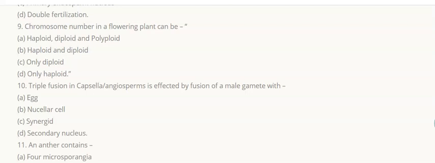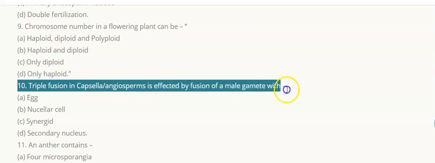Now triple fusion in Capsella or angiosperms is effected by fusion of a male gamete with. Now very simple. In the center, as we have just discussed in the previous question, there are 2 secondary nuclei. In the double fertilization, this leads to formation of endosperm. So this is called triple fusion, and the structure formed is a triploid endosperm. So D is the correct option. Then we move to question number 11.